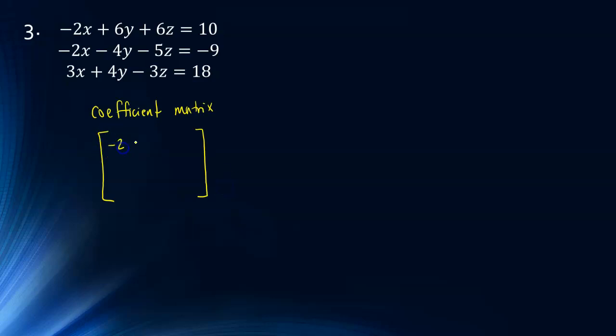So in the top row, we'd have -2, 6, and 6. The next row, we would have -2, -4, -5. The next row, we have 3, 4, -3. All right? So then the next thing we're going to write down is a variable matrix.